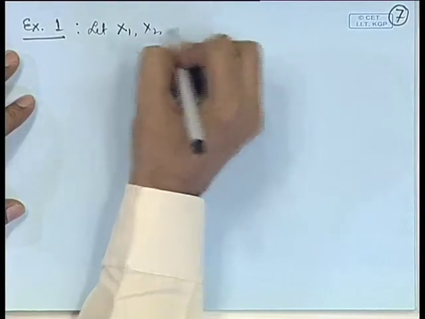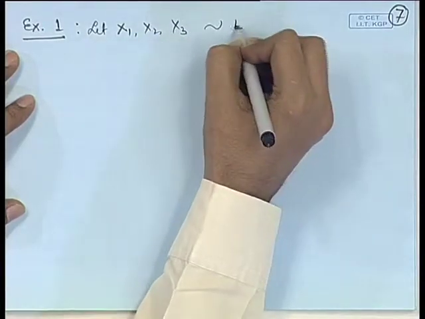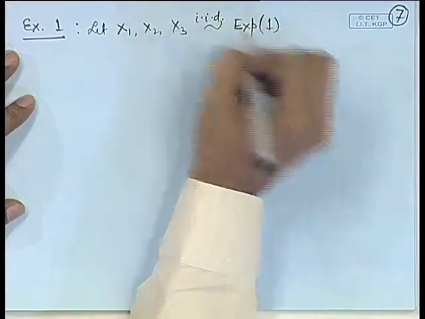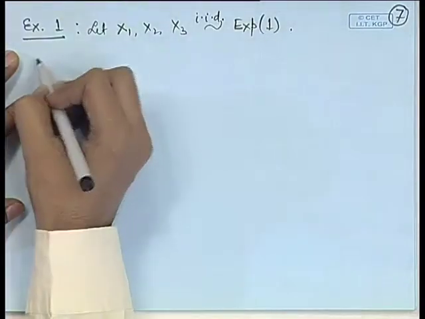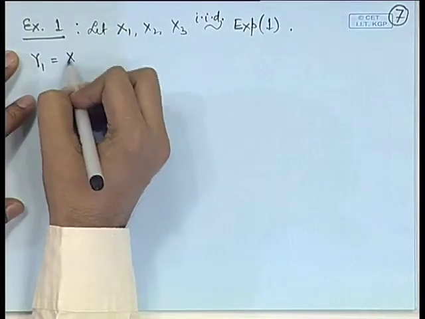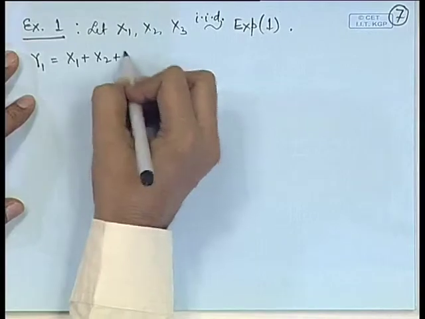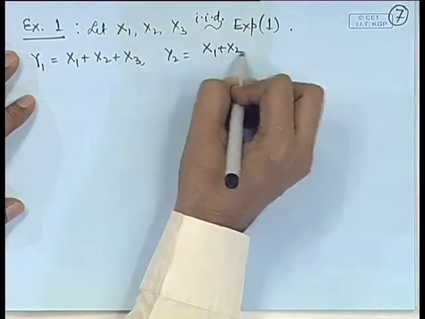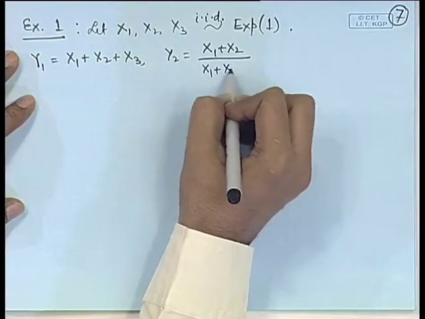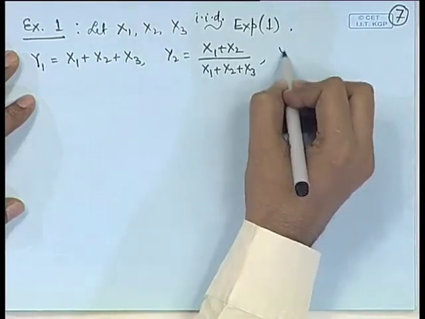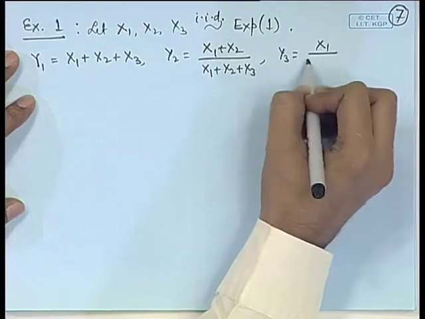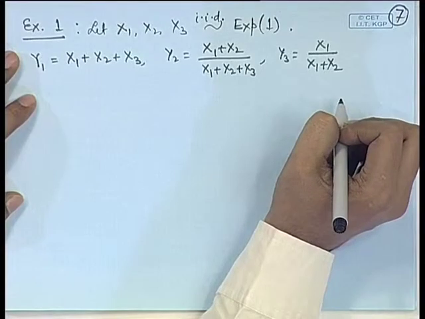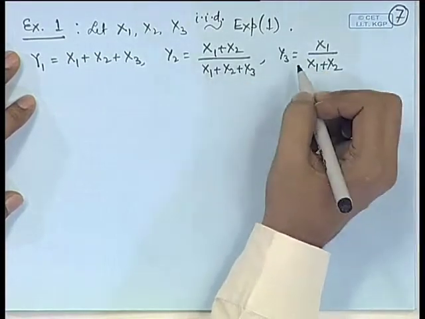Let X1, X2, X3 follow exponential with lambda equal to 1. Suppose they are independent and identically distributed random variables. Let me define Y1 = X1 + X2 + X3, Y2 = (X1 + X2) divided by (X1 + X2 + X3), and Y3 = X1 by (X1 + X2). We are interested in the joint and marginal distributions of Y1, Y2 and Y3.